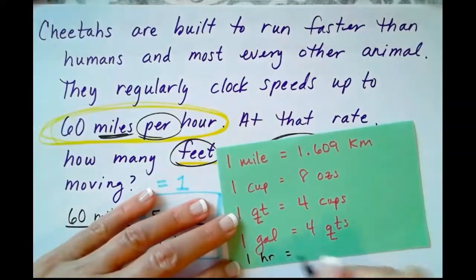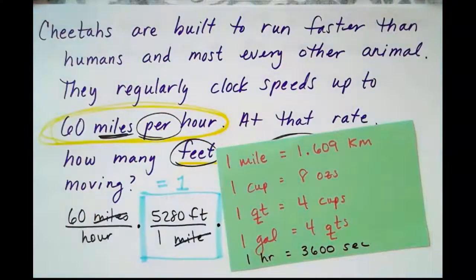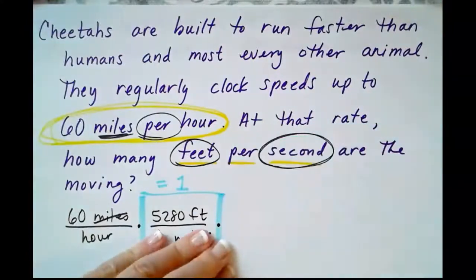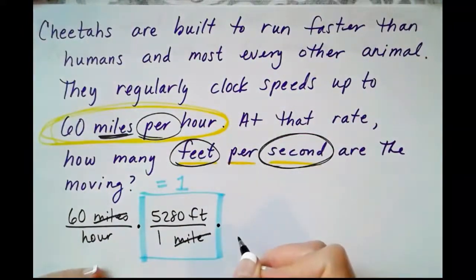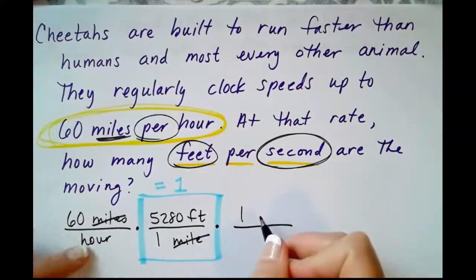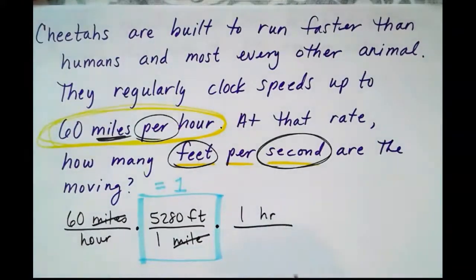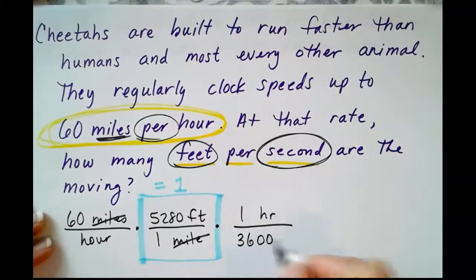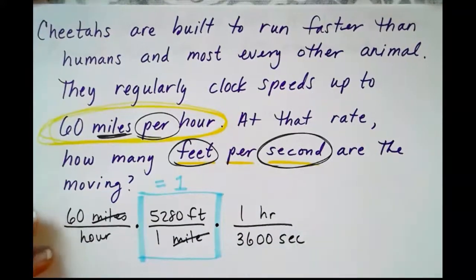1 hour is equal to 3,600 seconds, because we know that 1 hour is equal to 60 minutes. So this is our next conversion factor, our next unit multiplier. So remember, what do we want to get rid of? We want to get rid of hours. So if hours is on the bottom, hour is going to go on the top here. So 1 hour is equal to 3,600 seconds. So now we've got hours on the bottom, hours on the top.